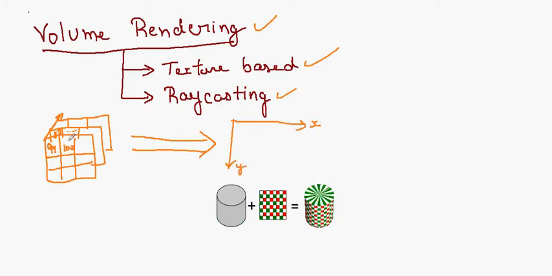In this case I had x, y and z, 3 dimensions. So how can we show 3-dimensional data on a 2-dimensional screen? This mapping of the 3 dimensions to 2 dimensions is called volume rendering.